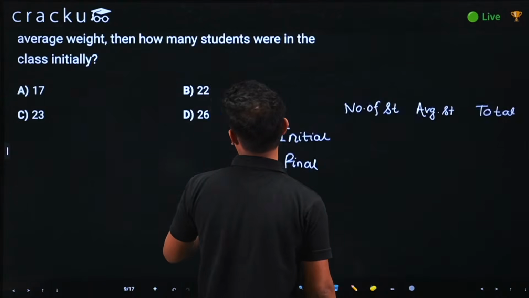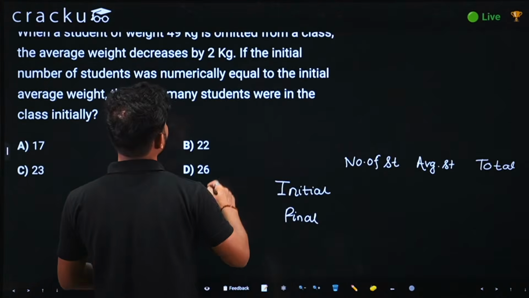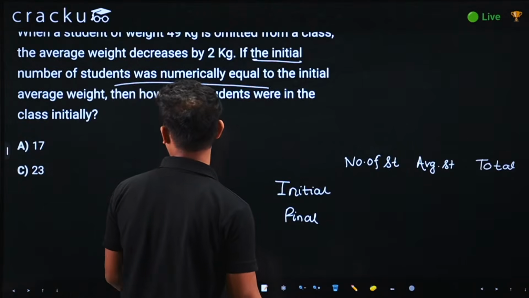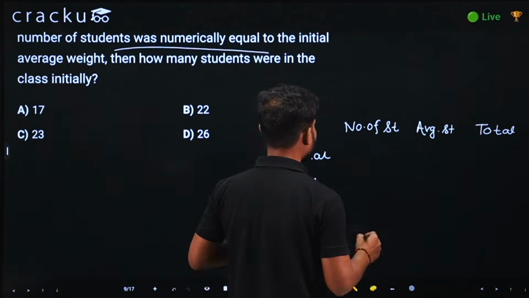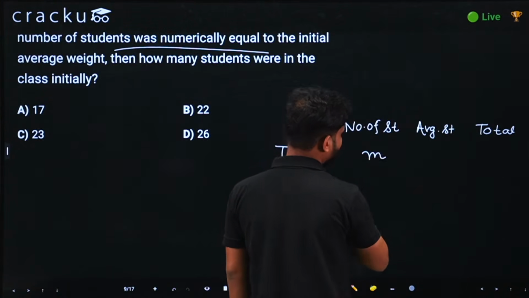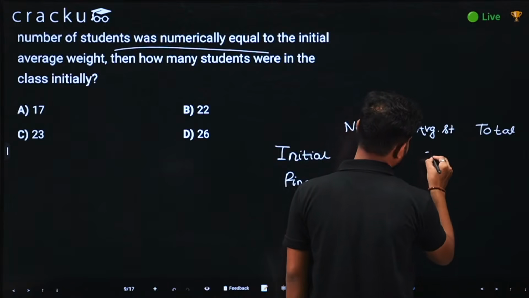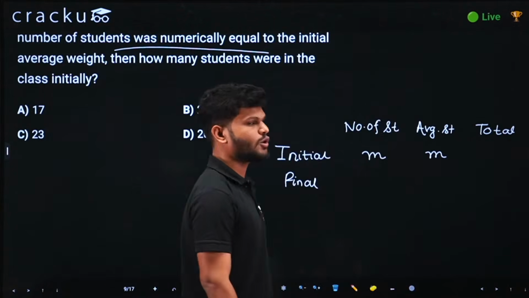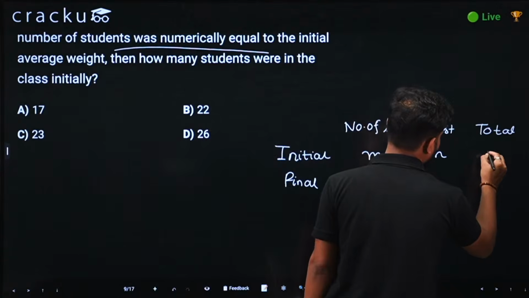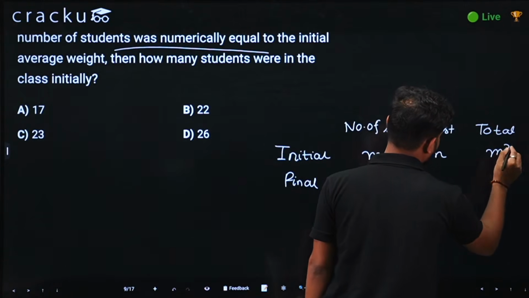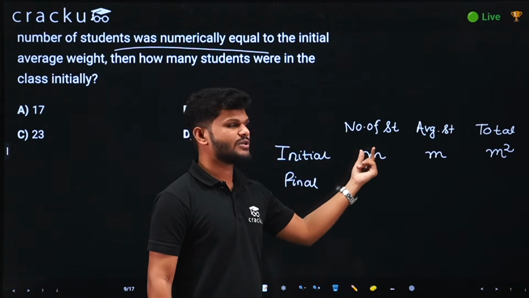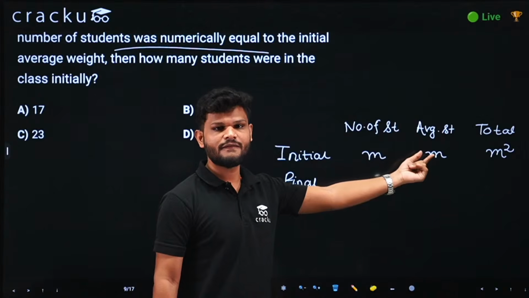It was given in the question that the initial number of students was numerically equal to the initial average weight. So let us say the initial number of students is m. So the initial average weight will also be m. And what will be the total weight? Total weight will be m into m, so it will be m square, right? Because it was given initially the number of students was equal to the average weight of students.